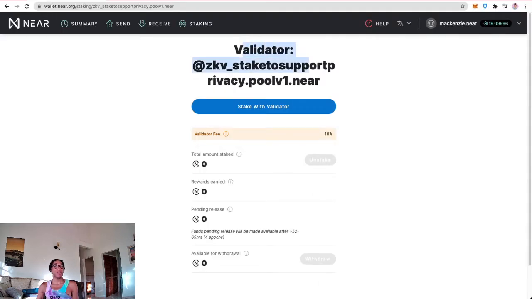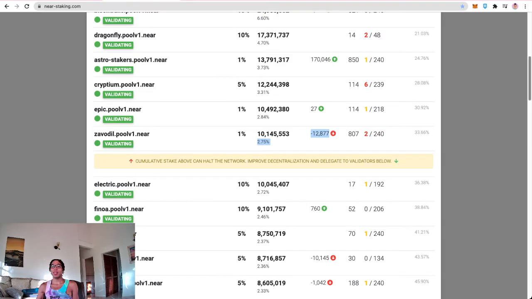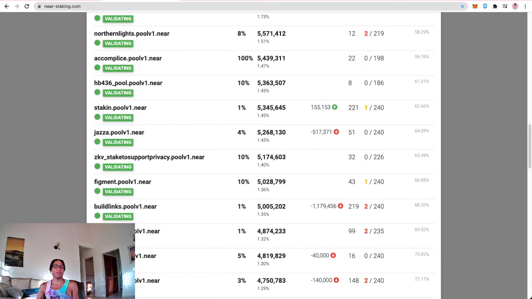And so it tells you the validator name, which we can also see right here, ZKV, stake to support privacy. Their fee is 10% and they have 5.1 million NEAR currently in their validator. And they have 32 different people delegating to them, right? So some of these, you can see their fees are a lot, you know, 100%, which means you're not gonna earn any fees on the blockchain, but maybe they're paying out fees in other currencies or somewhere else.